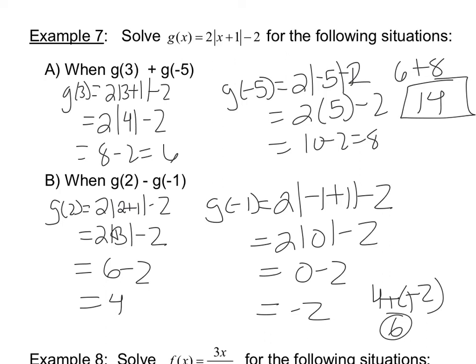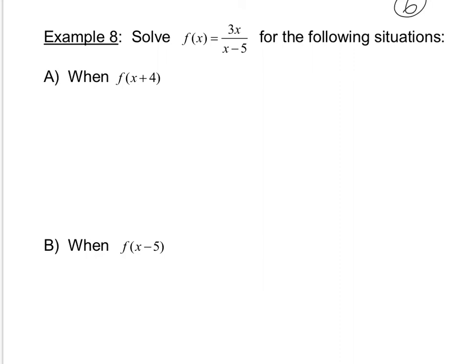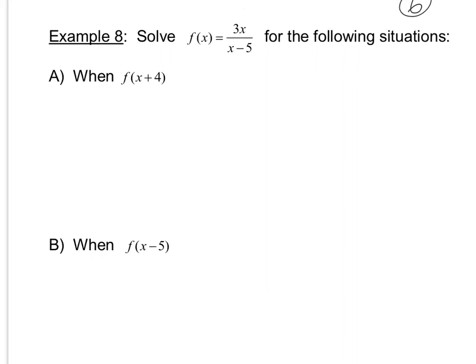Add them together, you get 6. So hopefully you're remembering this stuff, so let's keep going. Alright, it says solve f of x equals 3x divided by the quantity x minus 5 for the following situations, when f of x plus 4. So just like we were substituting in numbers, now we're going to take x plus 4, and anywhere you see an x, plug it in.